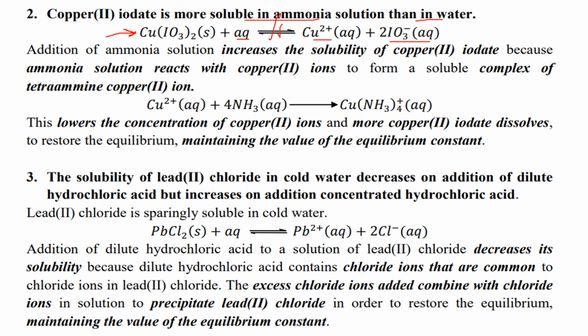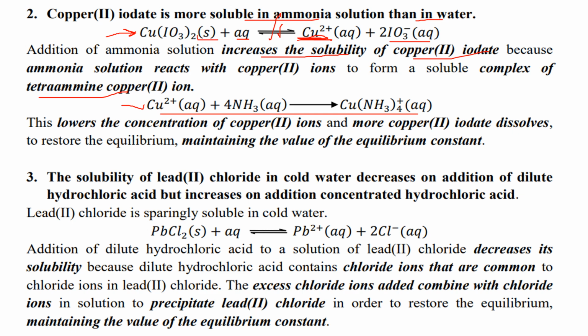Now, addition of ammonia to this is going to increase the solubility of copper(II) iodate. The reason is that ammonia reacts with the copper(II) ions, forming a complex, the tetraamminecopper(II) ion, according to the following equation. The more it reacts with the copper(II) ions, the more it reduces their concentration, and this disturbs the equilibrium.